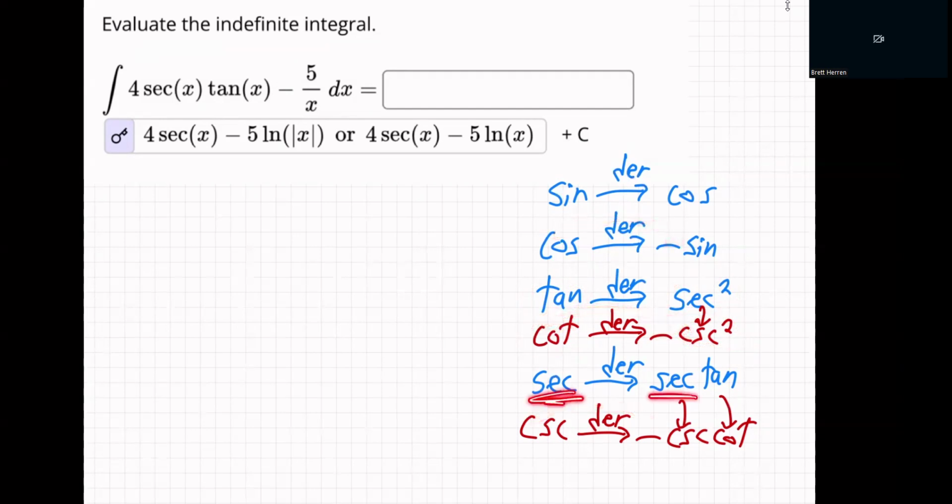And the same thing here. If secant is secant tangent, then cosecant's derivative is cosecant cotangent, and it's negative. All right, so have these in your notes.